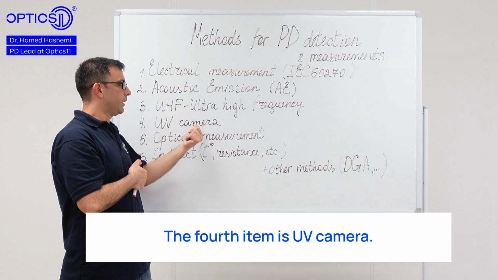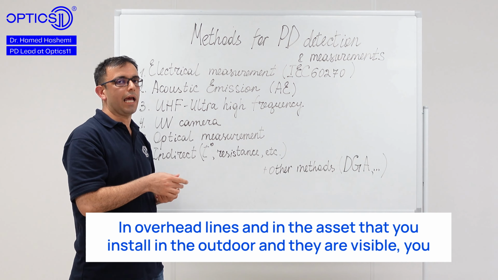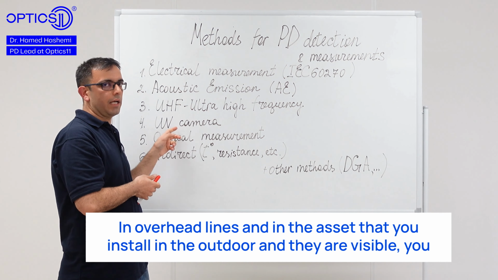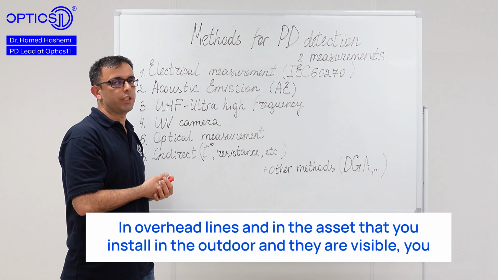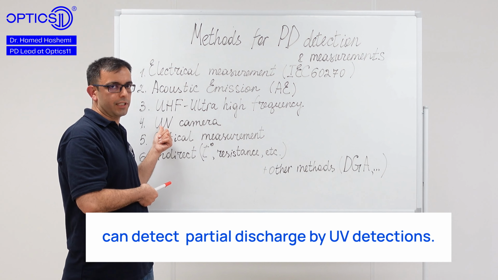The fourth item is UV camera. In overhead lines and in assets that you install outdoors and that are visible, you can detect partial discharge by UV detection.